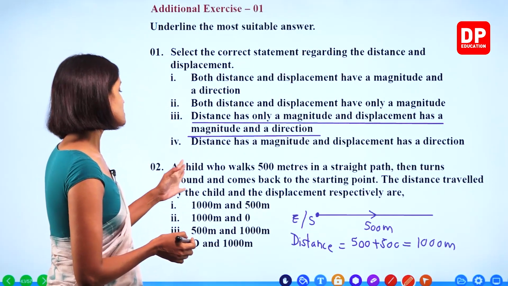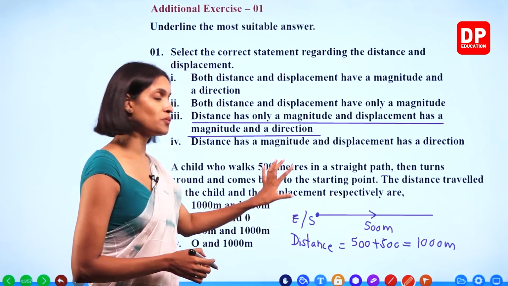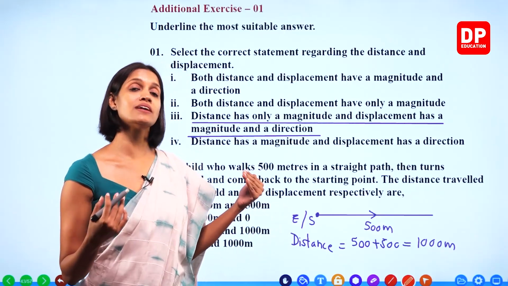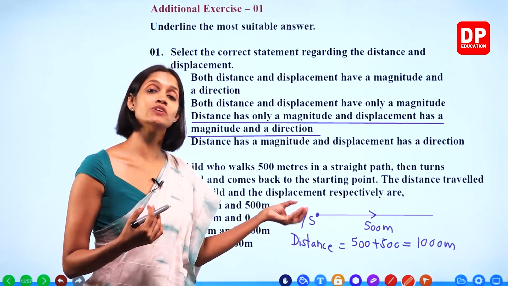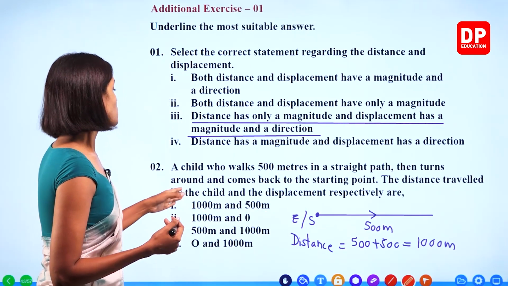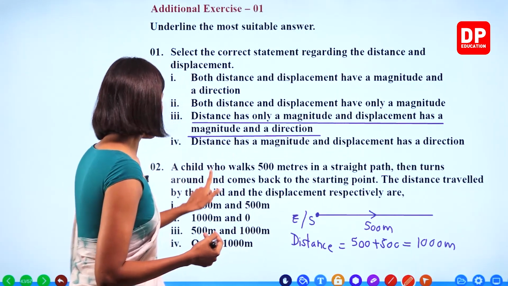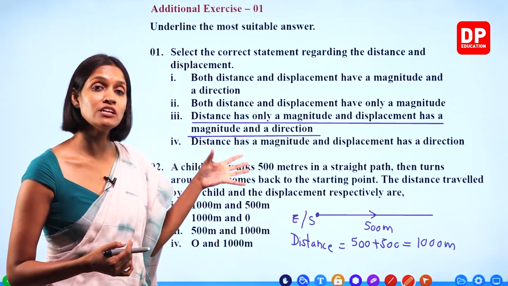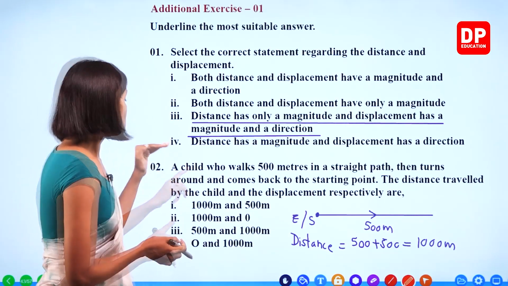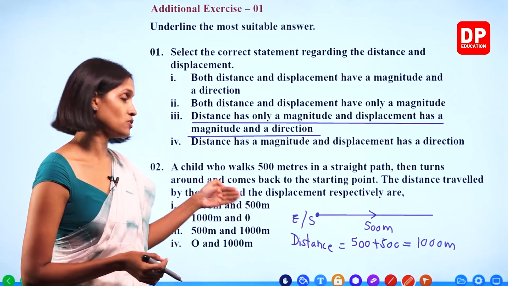What is the displacement? So start and end are both at the same place. Therefore, displacement means the linear length between the start and the end. Here, there's no difference, which means displacement is 0. Okay. So here, you have to find the answer with the distance and the displacement respectively in order. First, there should be the distance, then the displacement. 1000 and 500 are not the answers. It should be 1000 meters and 0.